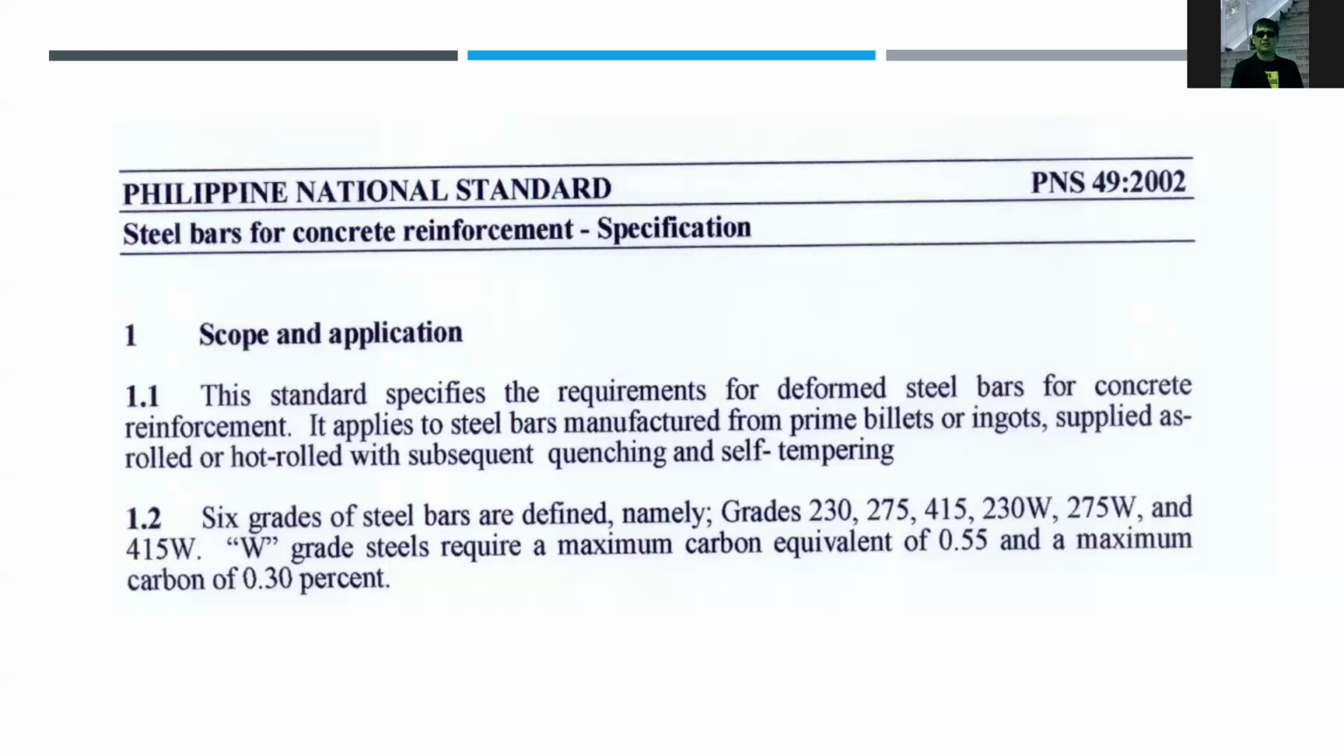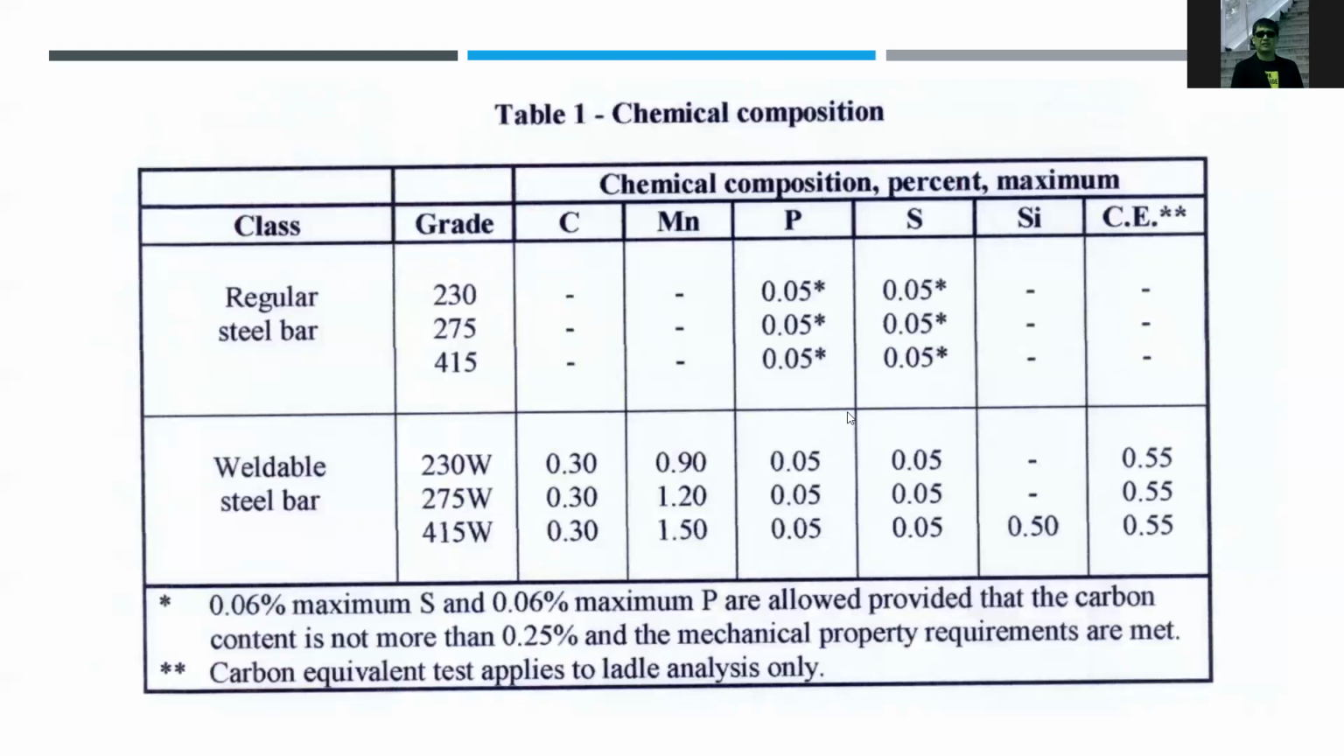So W means that you can weld those types of steel. As you can see in the table, for regular steel bars we have the 230, 275, 415 grade, and we have the weldable steel bars 230W, 275W, and 415W. Those are the weldable bars, because you have different ways to attach two bars, two plates, or two metal sheets. You need to know if you will attach it by welding, by bolt, or both welding and bolt. If you will attach it by welding, you need to buy a weldable steel bar.